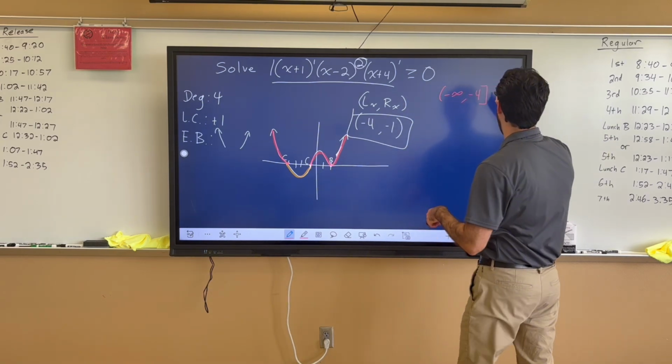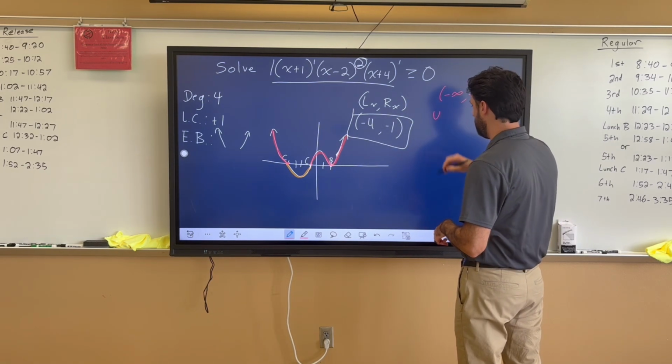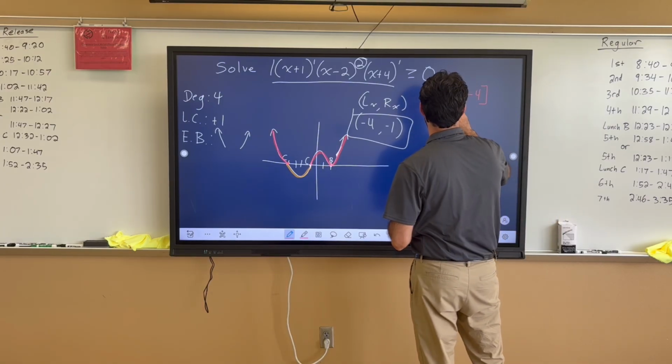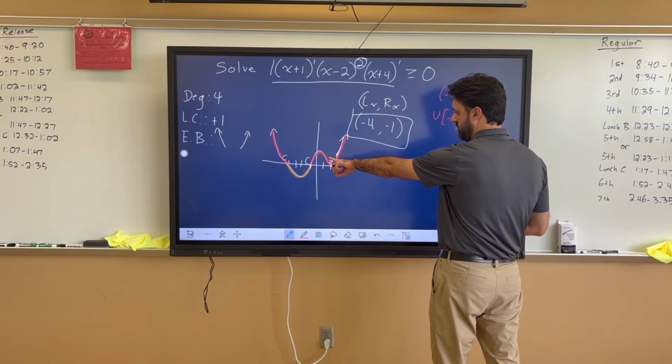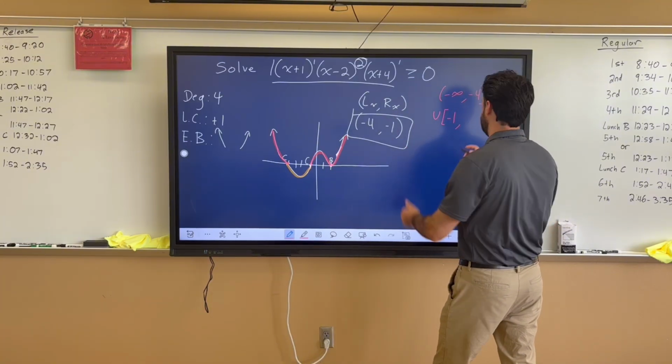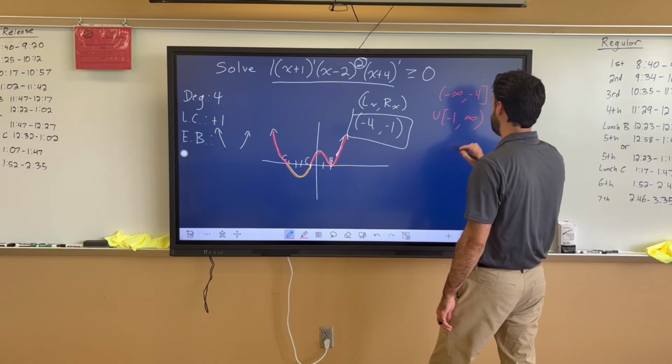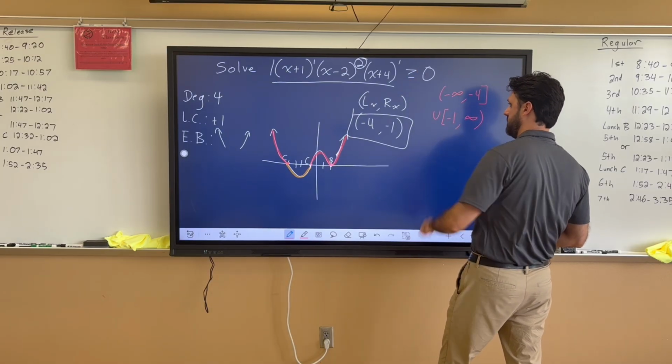So I would write this part. I'm going to do a union. I'm out of space, but I'll do a union. And it's going to start at -1. And when does it stop being positive or 0? Never. So it's going to go right towards infinity. So that would be the interval if it said greater than or equal to 0.